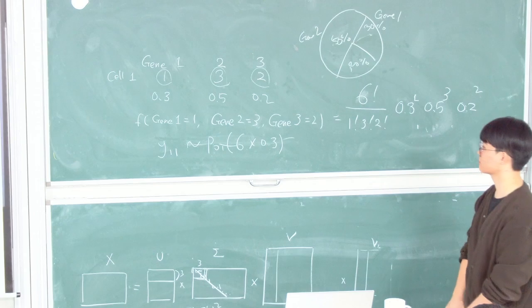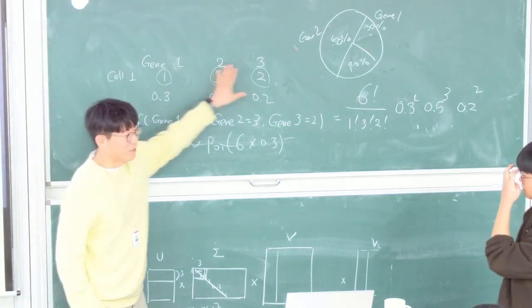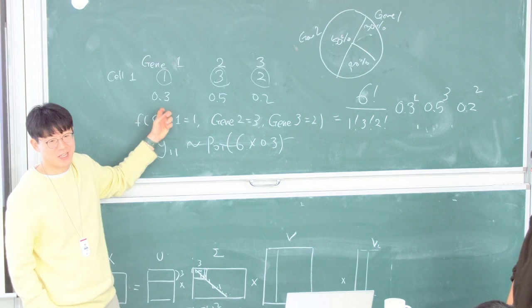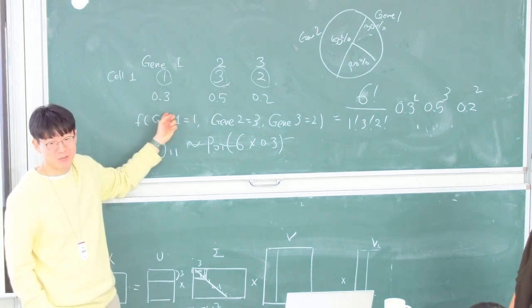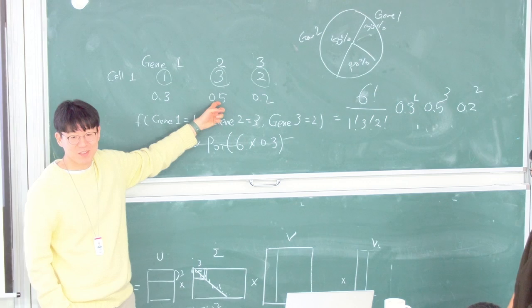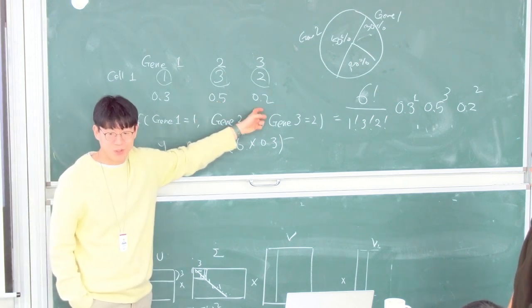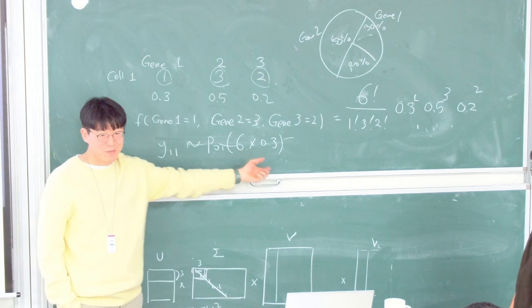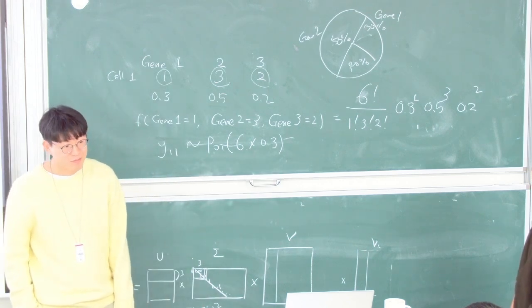Think about it. In total, we have 6. The proportion here is 30%. Then what is the average of this gene count? 6 times 0.3, isn't it? 6 times 0.5. 6 times 0.2. Then each one has an independent Poisson distribution.